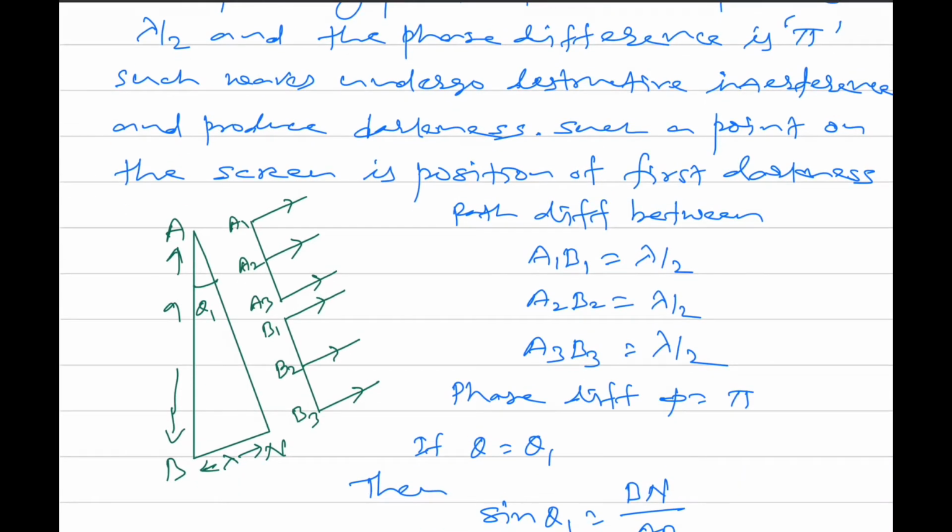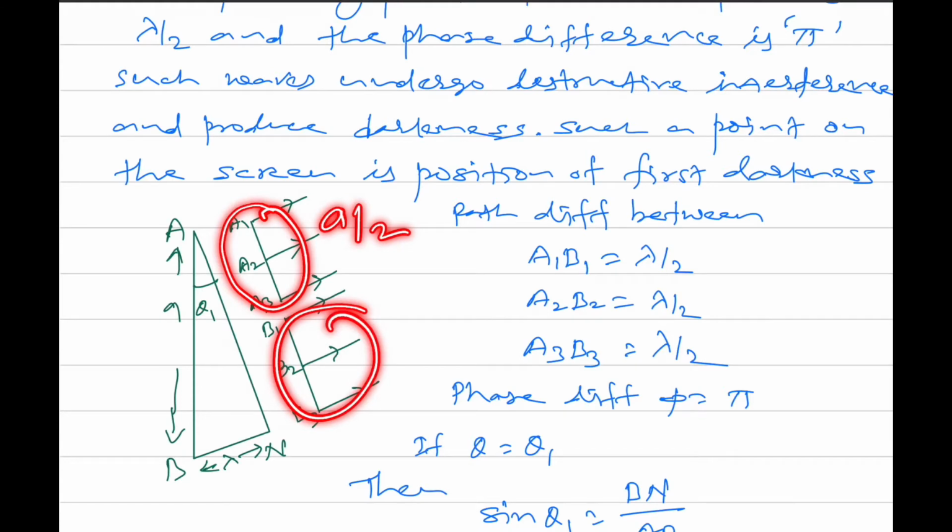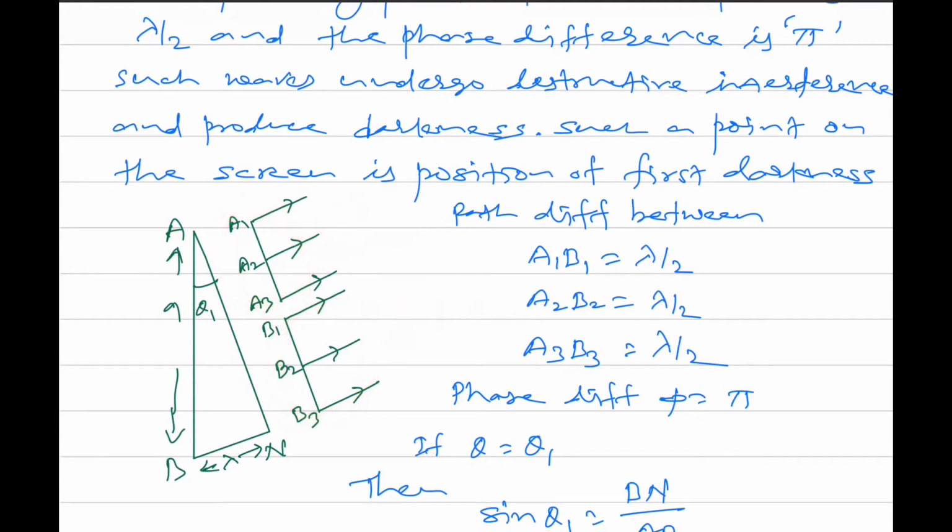Just see here, this BN is equal to lambda, and we have divided this wavefront into two parts. The first part is having points A1, A2, A3, and the second part is having points B1, B2, B3. So the length of each part would be a by 2, a by 2. This part would be of length a by 2, and this part is also of length a by 2. Then what are we talking about? We are talking about the path difference. The waves which are originated from A and from B, these two waves are having path difference A1, B1.